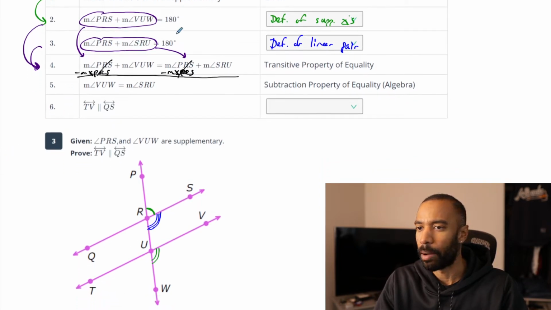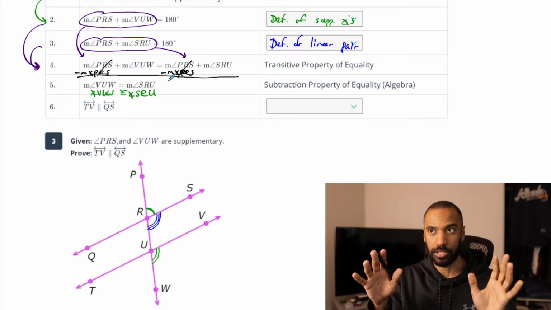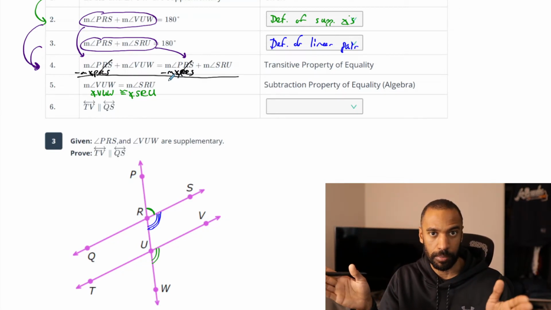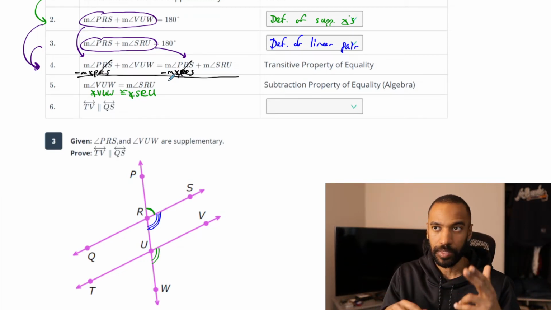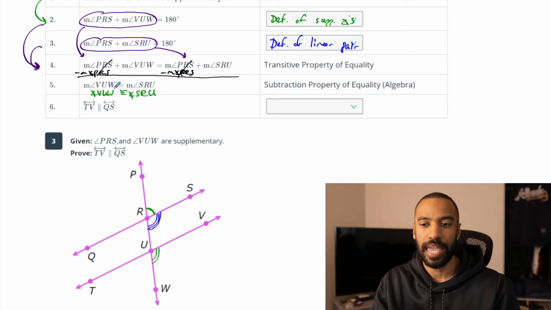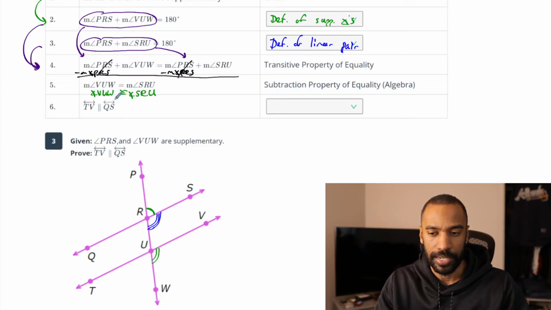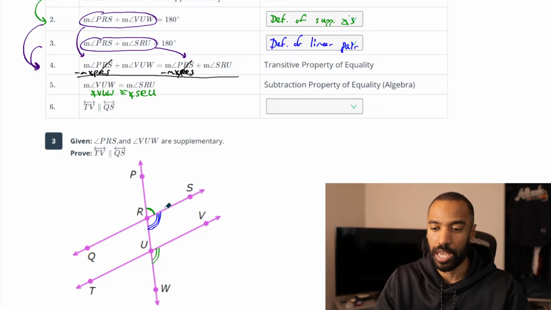Now, something that I'd probably want to put in between as a real statement 6 is that if measures are equal, then the angles are congruent right here. It's better to talk about it that way, because the same side exterior angles theorem states that when lines are parallel, same side exterior angles are congruent. And the converse is what we're going to be using right here: if same side exterior angles are congruent, then those lines are parallel, which is a true statement for this particular instance.